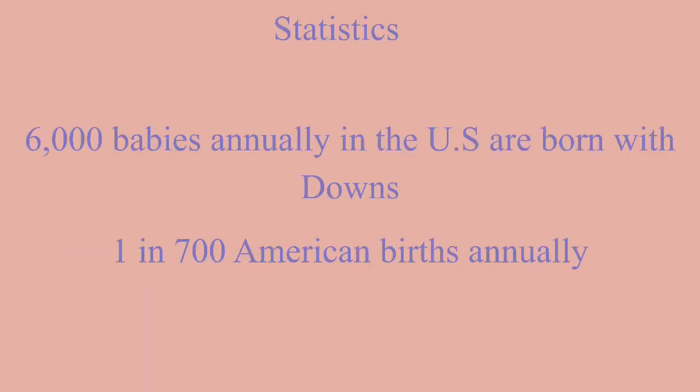Statistically, there are 6,000 babies born annually with Down syndrome just in the US, and there is 1 in 700 American births annually.